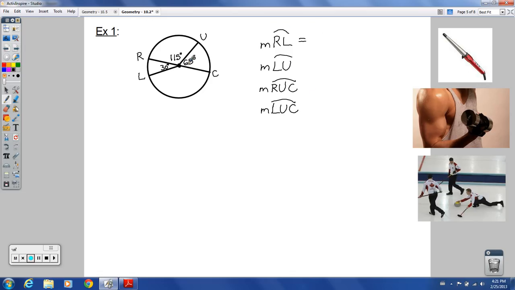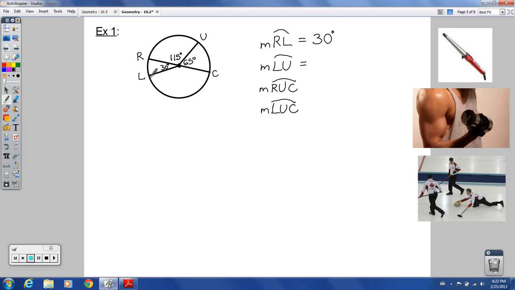RL, if we look right here, that would be the short way. The minor arc way is the short way. So connecting R to L in the fastest way possible, it's going to be the same as the measure of the central angle that matches up with it. So central angle, the arc measures, they match up. They're exactly the same. Therefore, this would be 30 degrees.